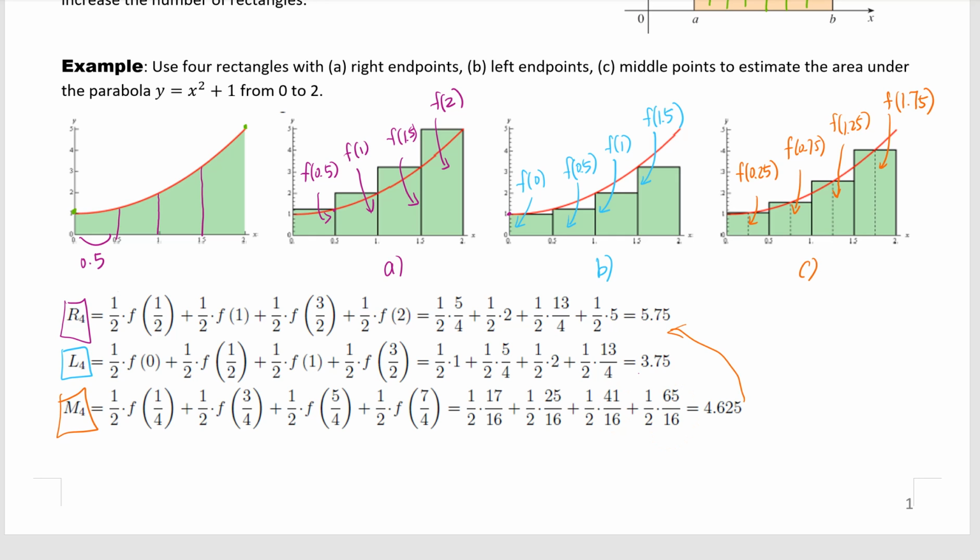And it lies between them. And it makes sense because the midpoint, you can see that area, part C, is between the area of part A and part B. So this is how we can use the area of the rectangles to approximate the area under the curve. Okay.